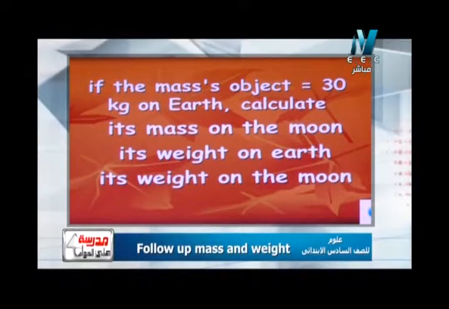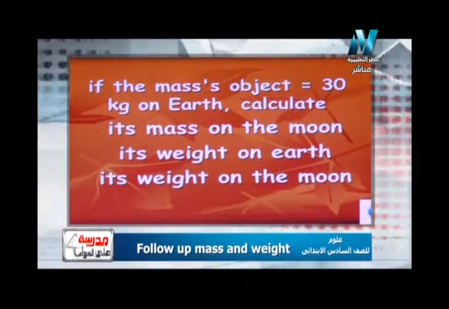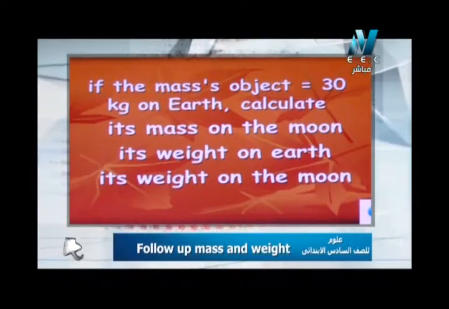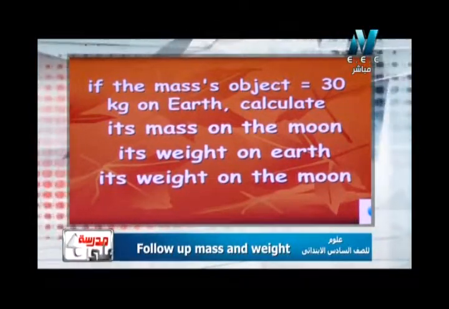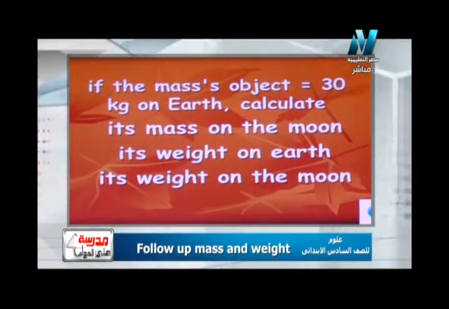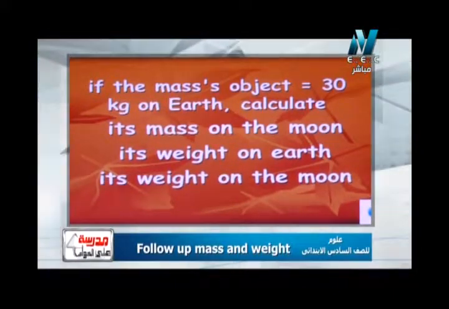Another problem, and I think this will be the last problem because our time is up. The problem says that the mass of object equal 30 kilogram on Earth. Calculate its mass on the moon, its weight on the earth, its weight on the moon. It's a very long problem. مسألة طويلة جدا. And as I promised you, we can answer this problem only by the two laws. أول خطوة بعملها بكتب ال two laws.